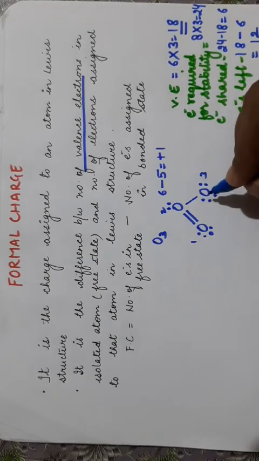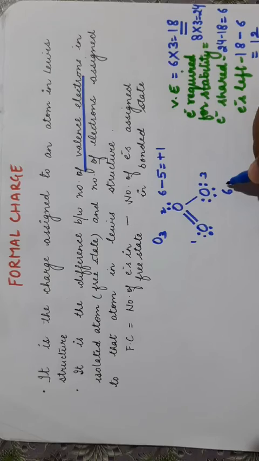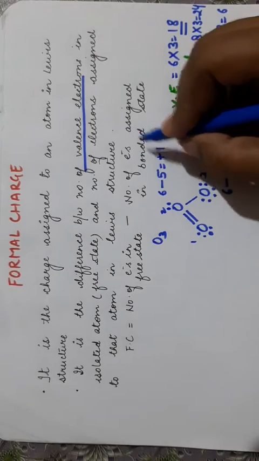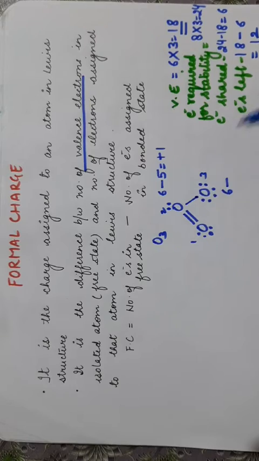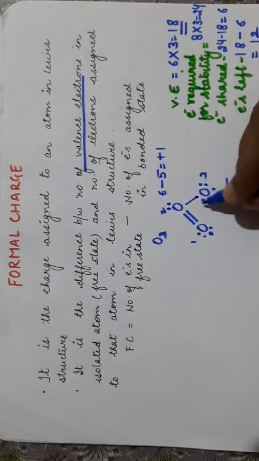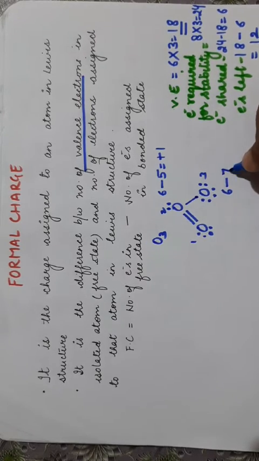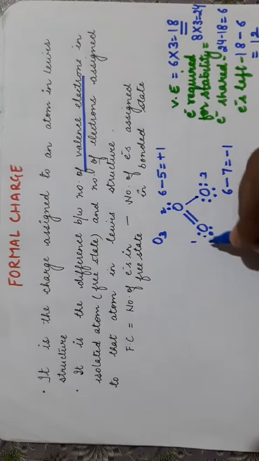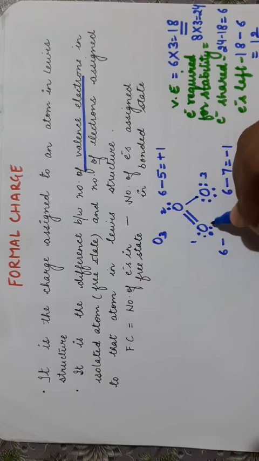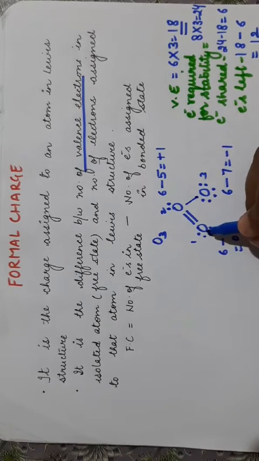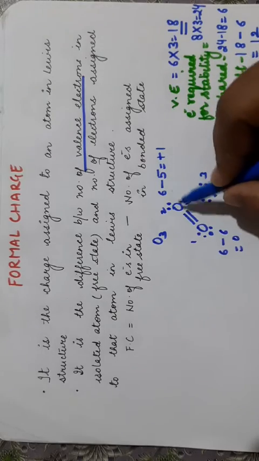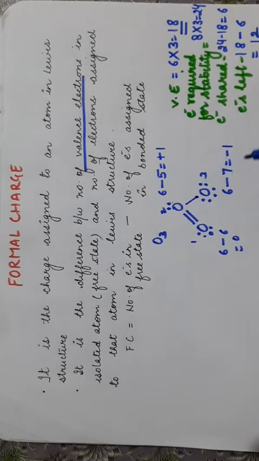Now calculate on this. Total 6 electrons. How many electrons are assigned in the bonded state? 6 plus 1, 7. 1 it has shared with the other oxygen. So total 7 electrons it has. Minus 1. Calculate on this. Formal charge 6 minus 4 plus 2, 6. It is equal to 0. So it has 0 formal charge. It has no formal charge. It has plus 1 and it has minus 1.